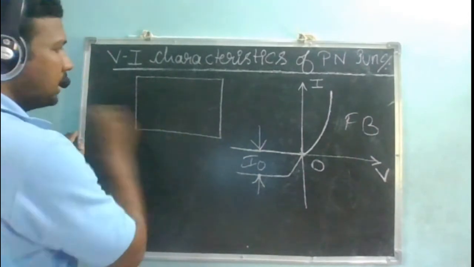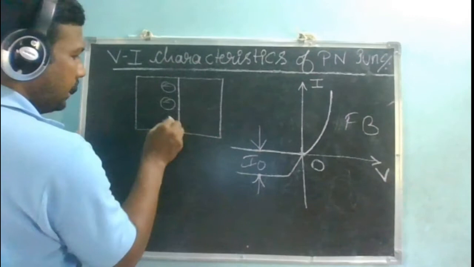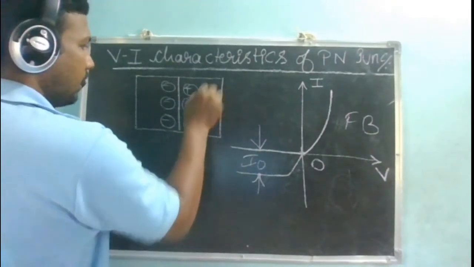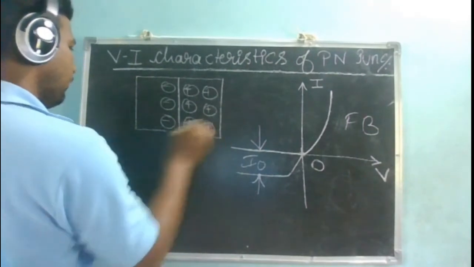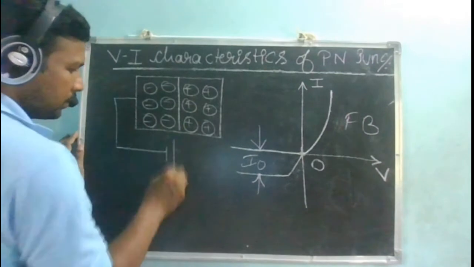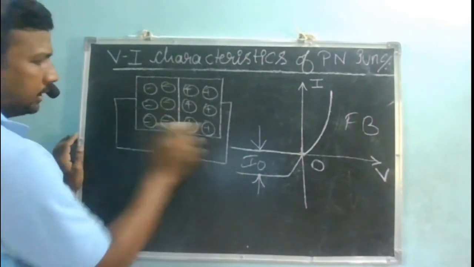When a reverse bias is applied, what is expected? Is the width of the depletion region going to increase or decrease? Increase. Why increase? When a reverse bias is applied, okay, so this is my P side, this is my N side.